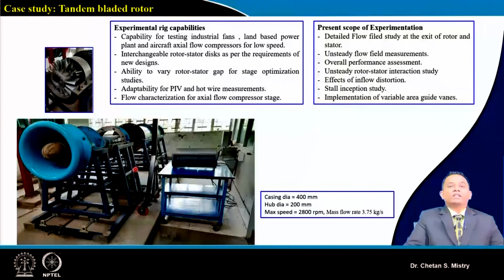Now this is the experimental facility which has been developed at IIT Kharagpur. If you look at, these are our rotor blades and stator, and very soon we will be having outcomes from the experimental results, which will be a helping hand for future researchers as well as for future development and help to the society.